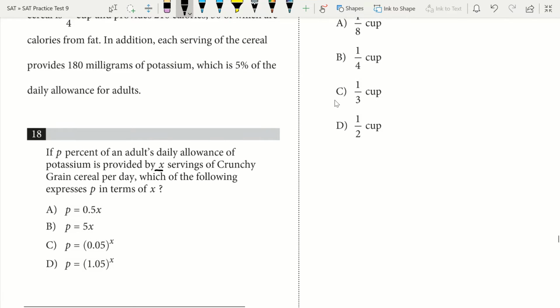All right, well, P is percent of the adult's daily allowance, right? So we can go ahead and use the percent that they give us, which is 5% of the daily allowance for adults, and we can multiply that by X, giving us our answer of P equals 5X, which is B.